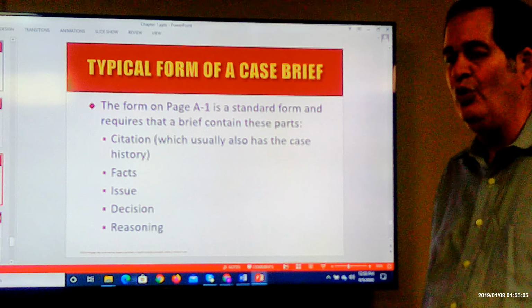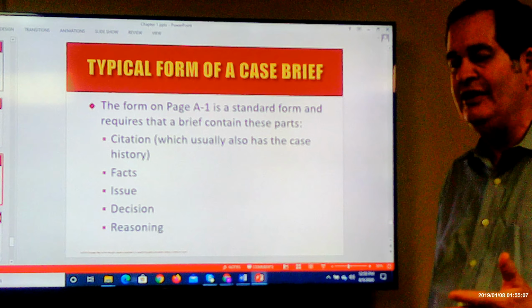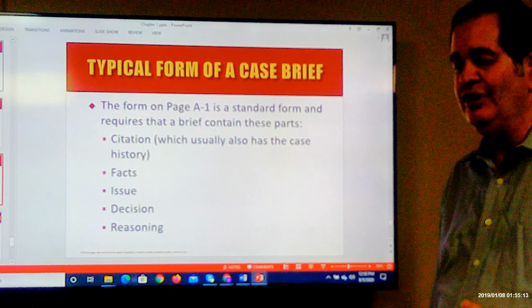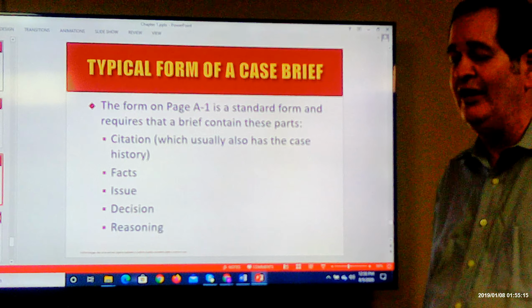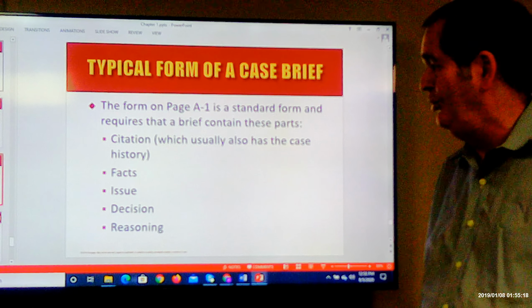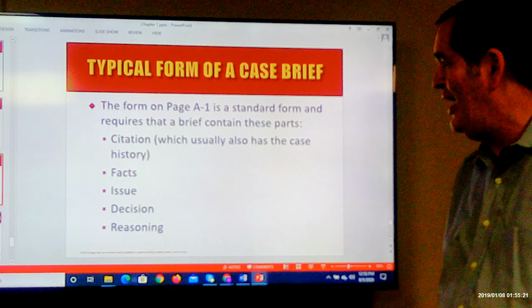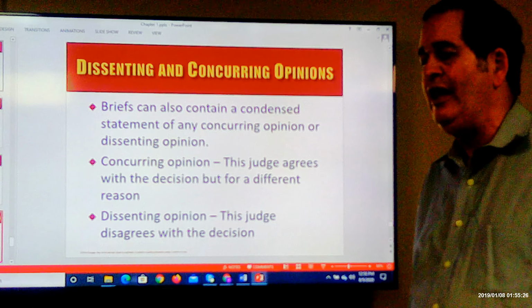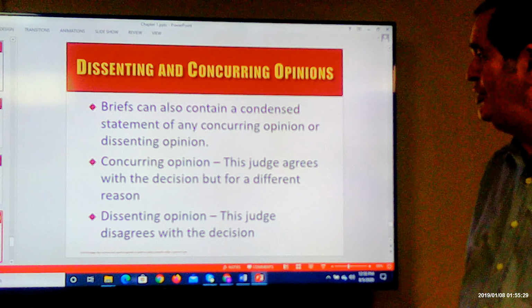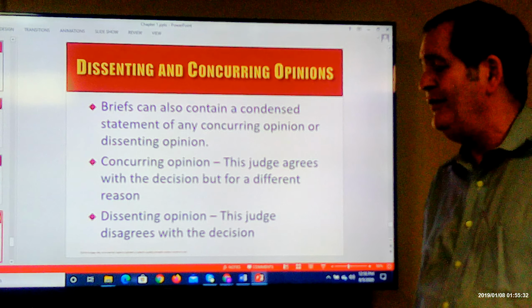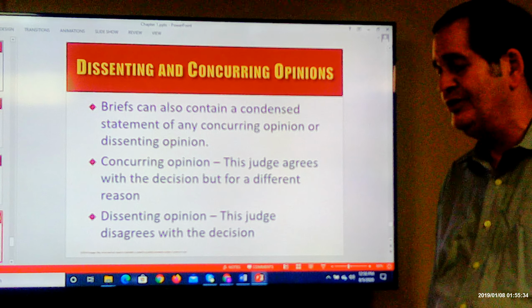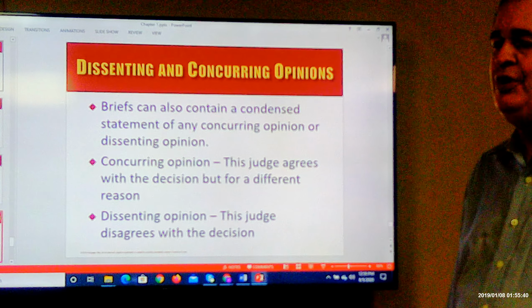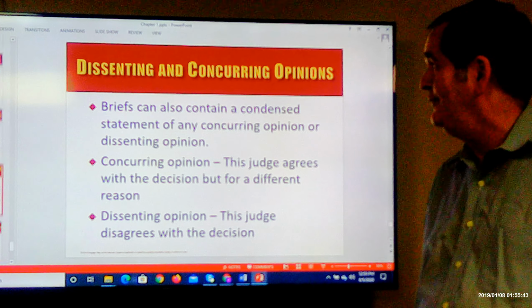And then you go into your reasoning why the court decided that way. What did they look at? Did they look at cases, statutes? Did they look at sociological data and what's going on in the world? All those things that the court uses as reasoning. Okay. The brief can also contain a concise statement of any concurring or dissenting opinions, and that depends upon what your purpose of your brief is. But usually, at least as a dissenting opinion, it's good to have something in there about why somebody dissented.